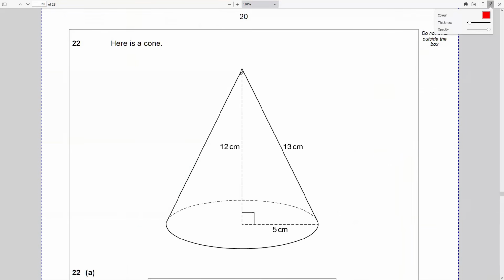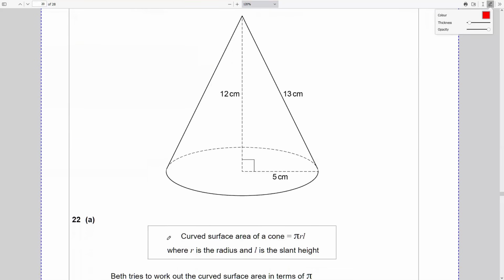Here's the cone. It's got a vertical height of 12. It's got a slope height of 13, and the radius is 5. The curved surface area of a cone is pi times the radius times the length, where r is the radius. Yes. So there's our radius here. I always like to map these things out so I know what I'm looking at. There's our radius. L is the slant height, so L is here.